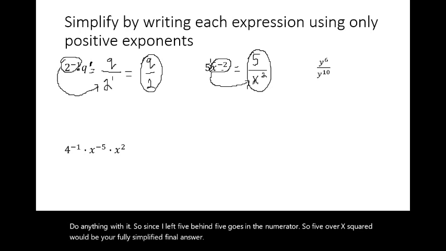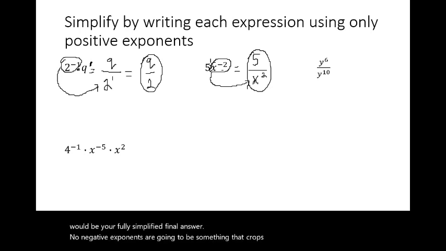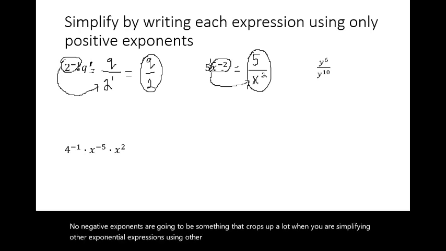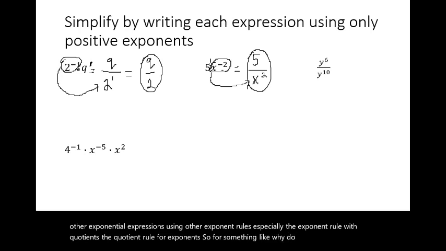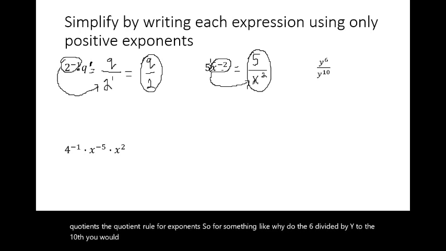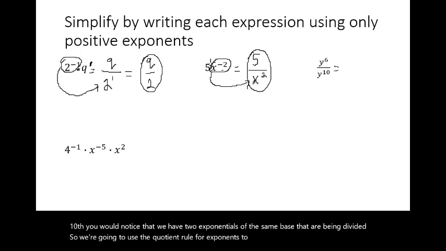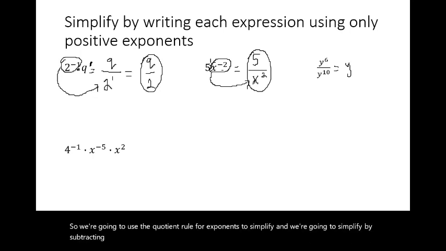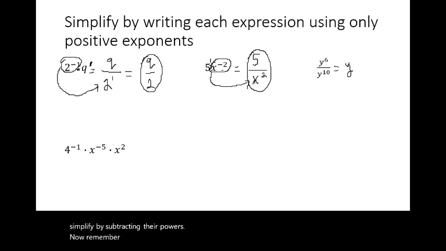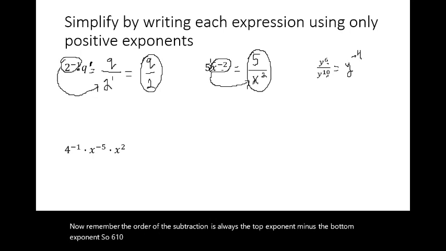Now, negative exponents are going to be something that crops up a lot when you are simplifying other exponential expressions using other exponent rules, especially the exponent rule with quotients, the quotient rule for exponents. So for something like y to the 6th divided by y to the 10th, you would notice that we have two exponentials of the same base that are being divided. So we are going to use the quotient rule for exponents to simplify. And we're going to simplify by subtracting their powers. Now remember, the order of the subtraction is always the top exponent minus the bottom exponent. So 6 minus 10 is y to the power of negative 4.